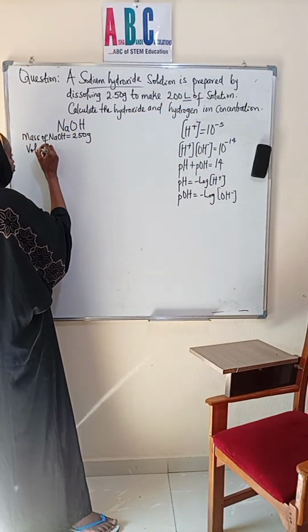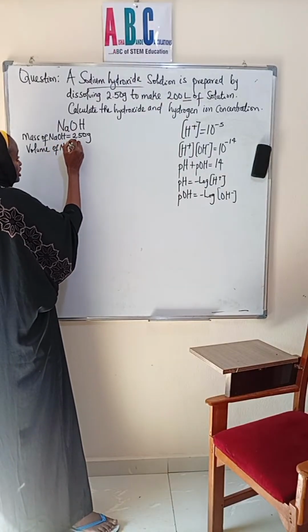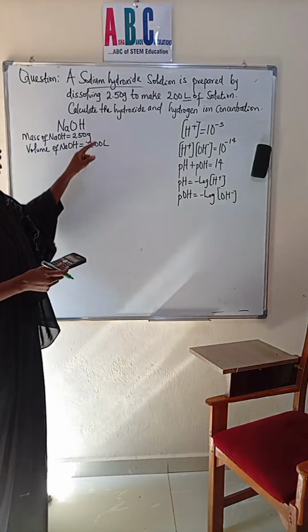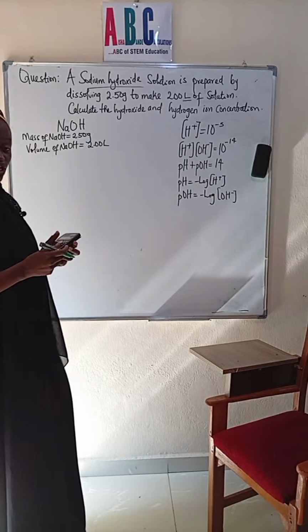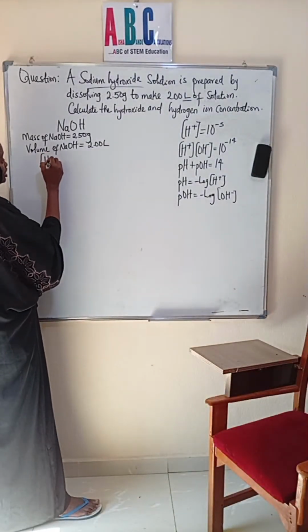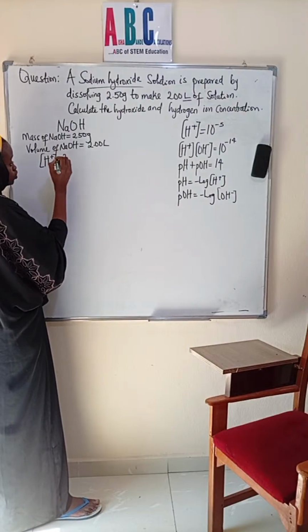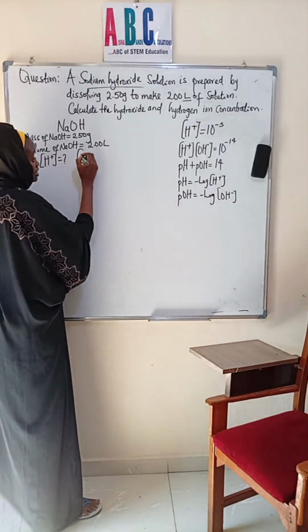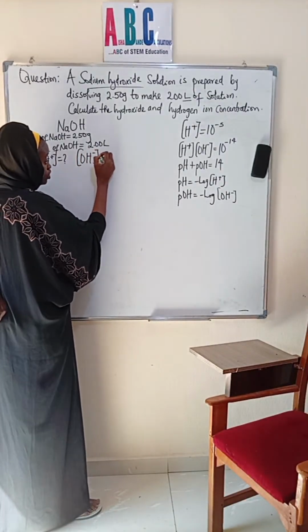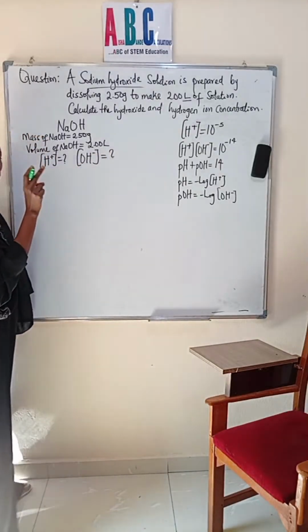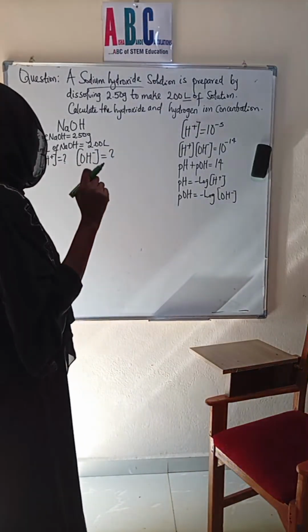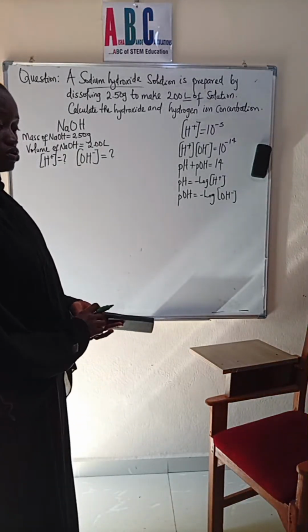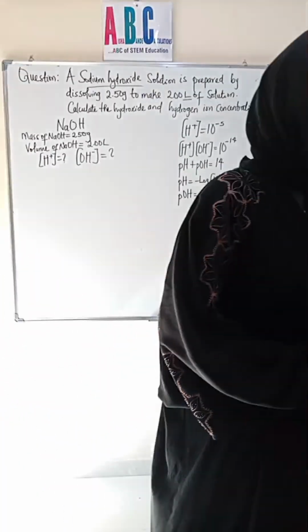So this is the volume of sodium hydroxide. The volume is what? 2.00 liter. So we have to calculate the hydroxide and hydrogen ion concentration. So this is the hydroxide ion concentration, this is the unknown. The other unknown is the hydrogen ion concentration. So we have two unknowns in this case. We are given the mass and we are given the volume. So we are going to start solving now.